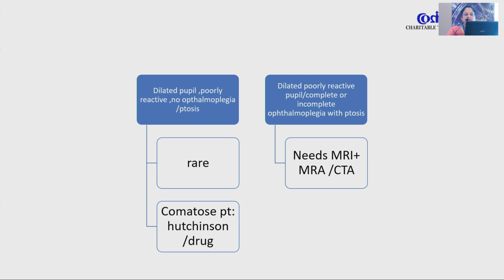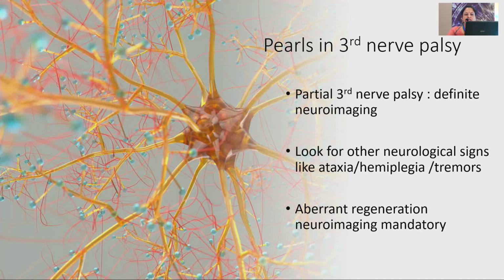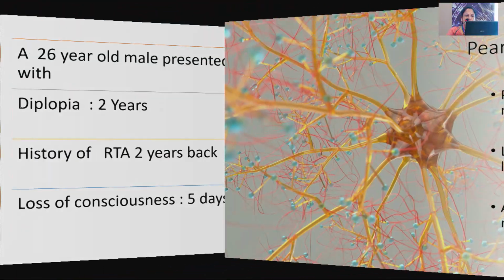In case the pupil is dilated and poorly reactive, with complete or incomplete ophthalmoplegia with ptosis, you have to do an MRI or CTA. CTA helps in detecting smaller aneurysms. In case of a dilated, poorly reactive pupil and no ophthalmoplegia, which is quite rare, it is usually seen in comatose patients. So the pearls to take home: in a partial third nerve palsy, definite neuroimaging is required. Look for other neurological signs like ataxia and hemiplegia, and always remember that if aberrant regeneration has developed, neuroimaging is mandatory.